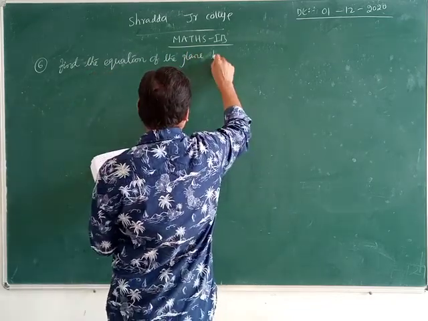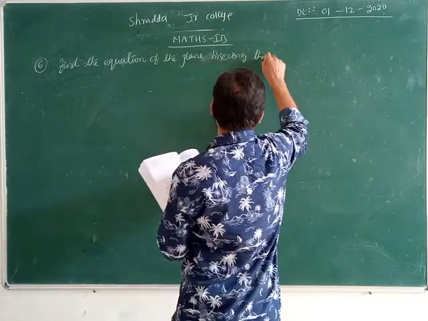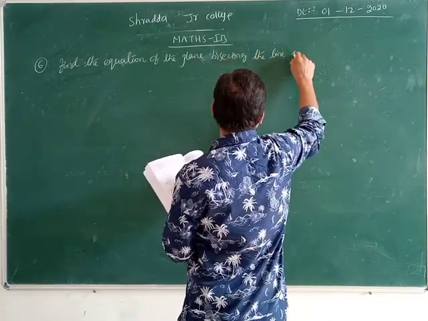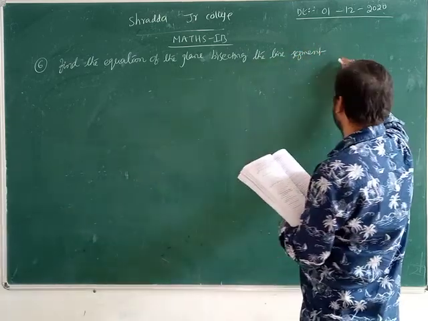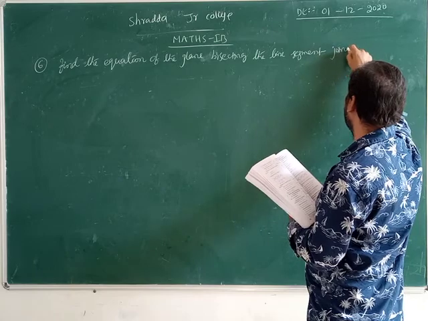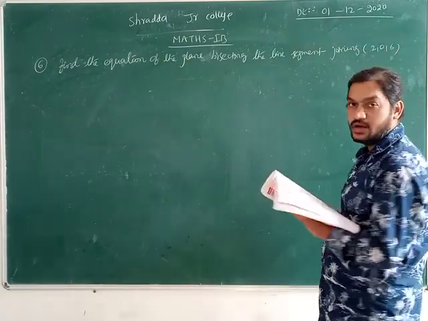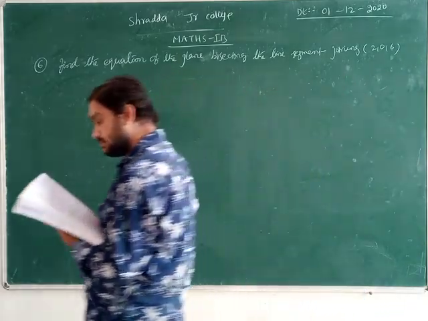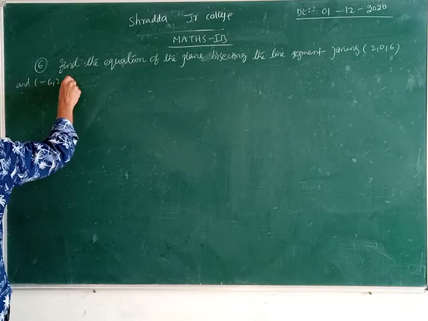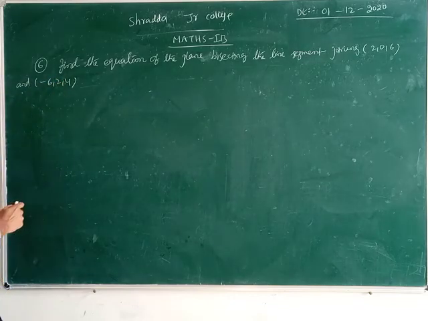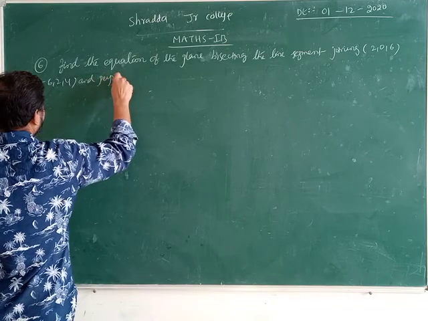bisecting the line segment joining 2, 0, 6 and minus 6, 2, 4 and perpendicular to it.